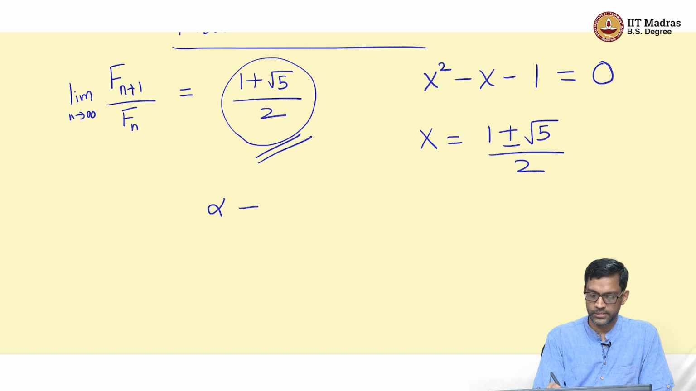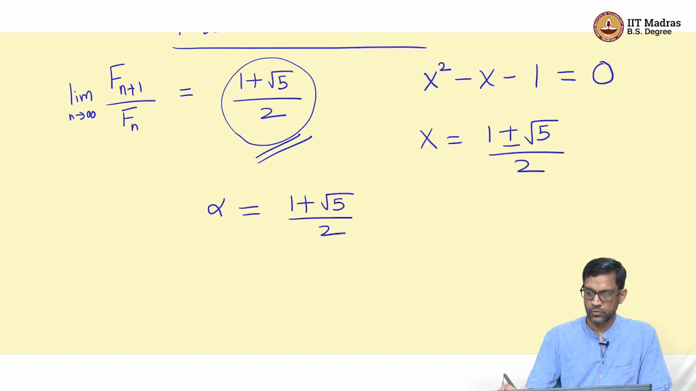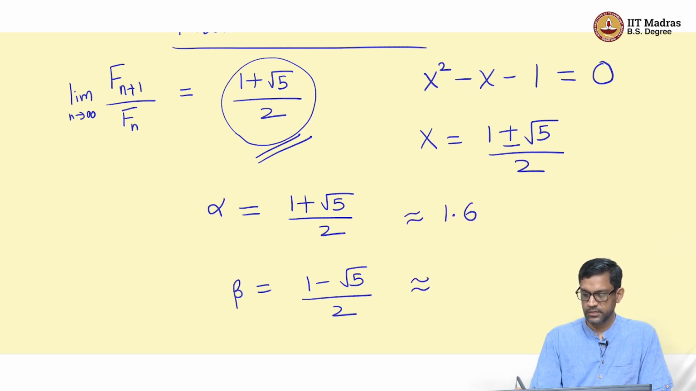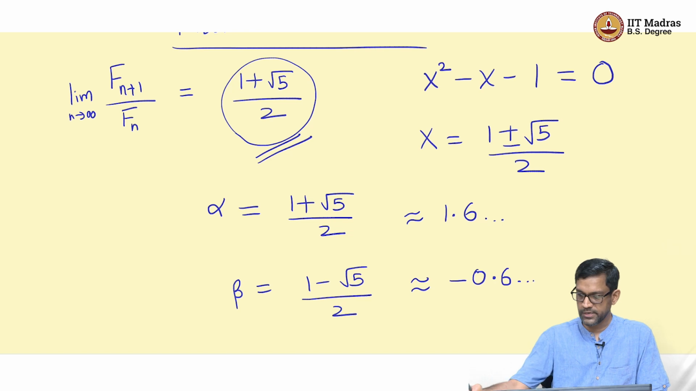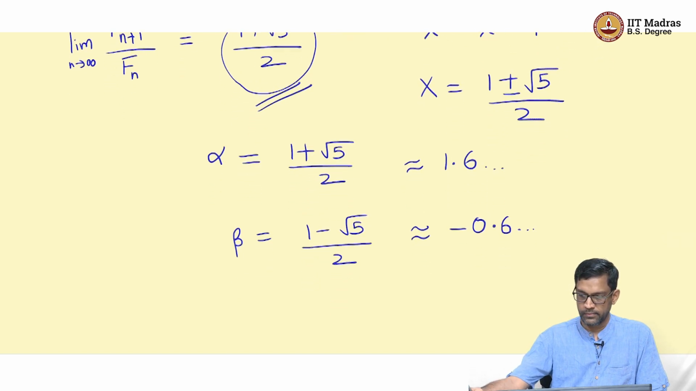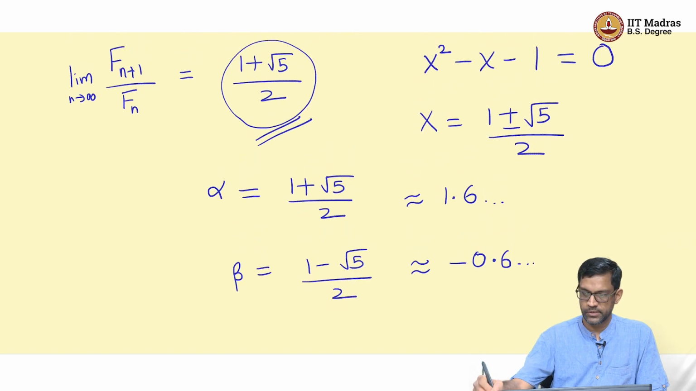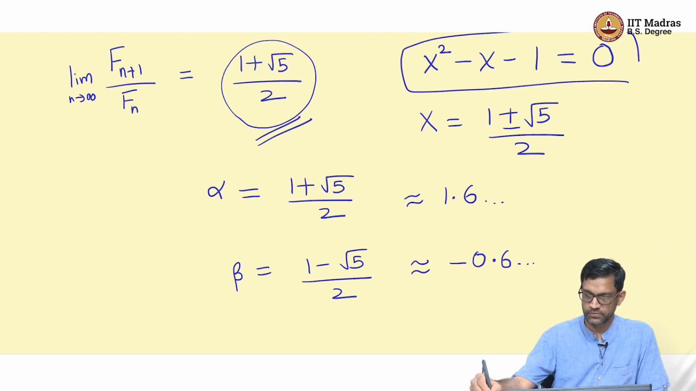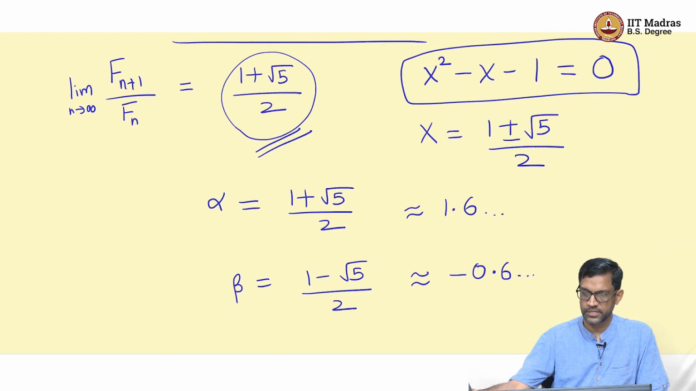So, let us just call these roots alpha and beta. Alpha is (1 plus square root 5) by 2, beta is (1 minus square root 5) by 2, and as we saw, alpha is approximately 1.6, beta would be approximately minus 0.6, of course with more decimal digits there. Now, these numbers alpha and beta are both solutions of the equation x squared minus x minus 1 equals 0.